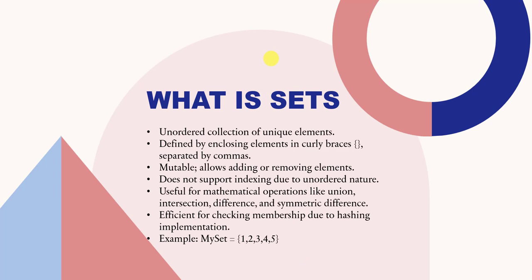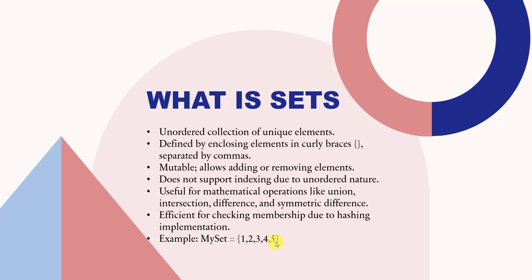In Python, a set is an unordered collection or list of unique elements. It is defined by enclosing the elements in curly braces, separated by commas. You can see an example of a set. There is a set called my set, which is equal to 1, 2, 3, 4, 5. These are the elements in the set, and it is enclosed in curly braces. Elements are separated by commas.